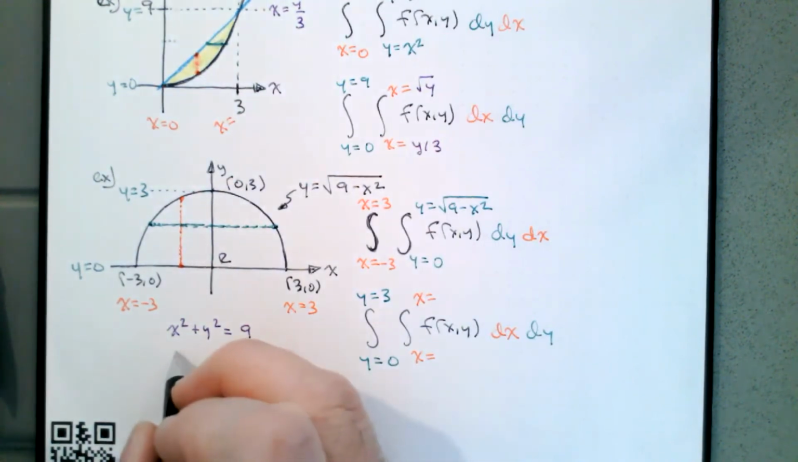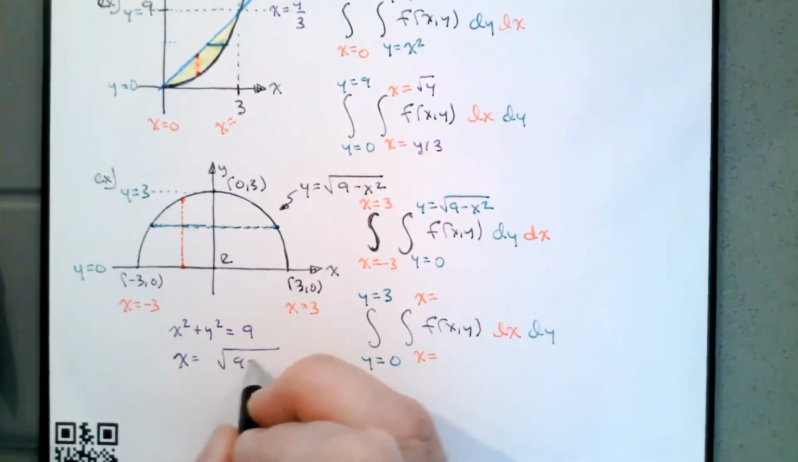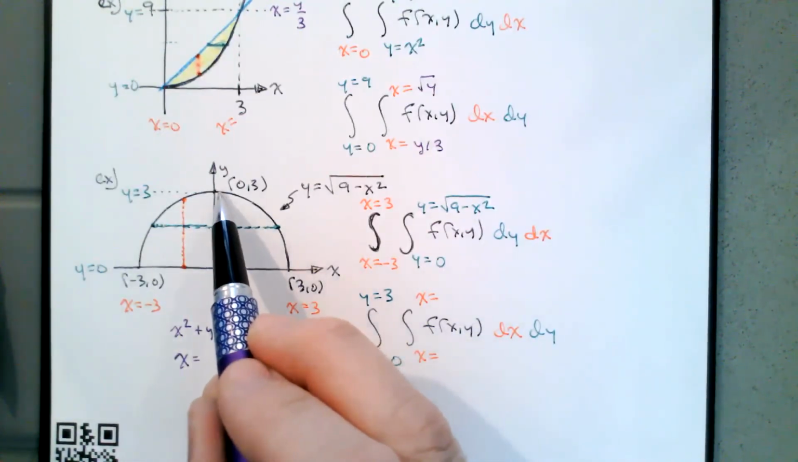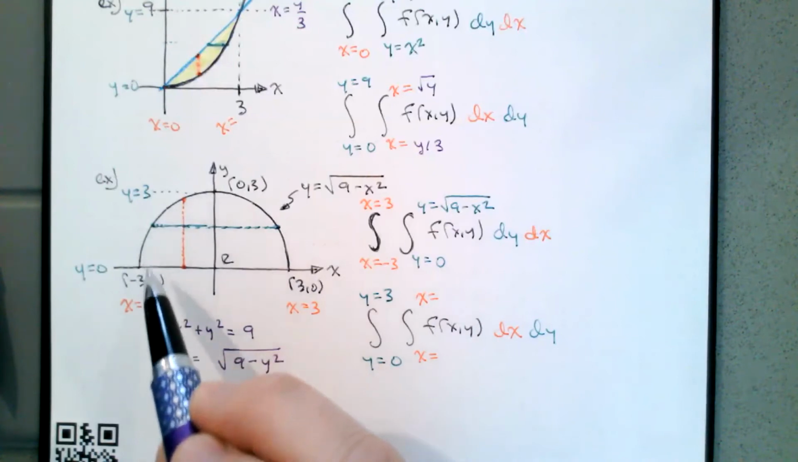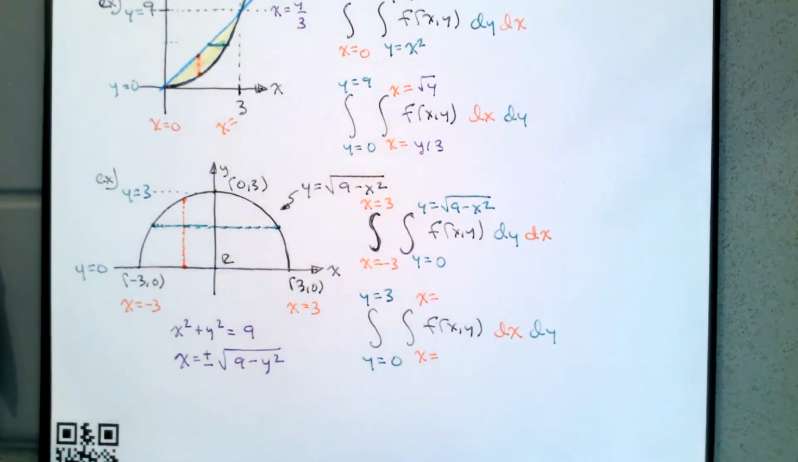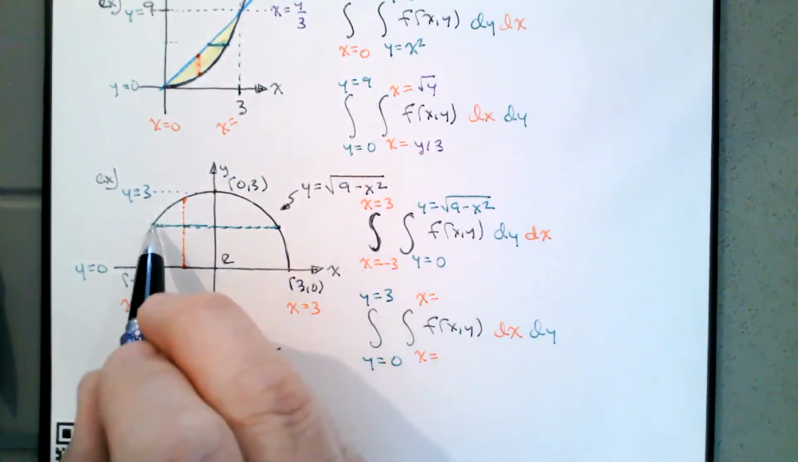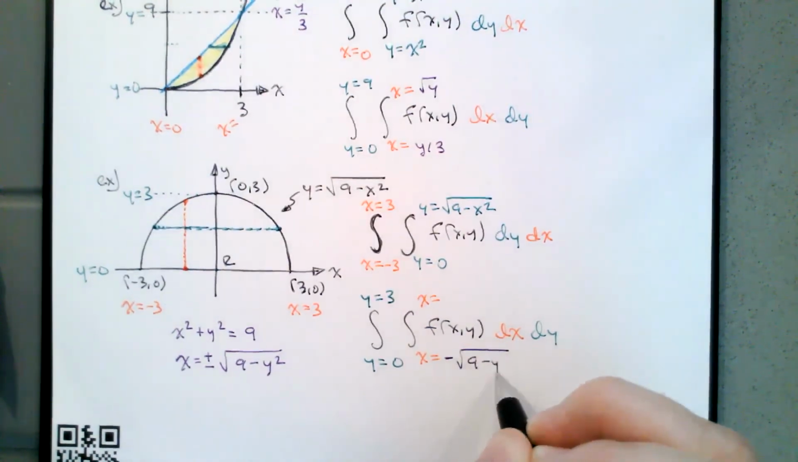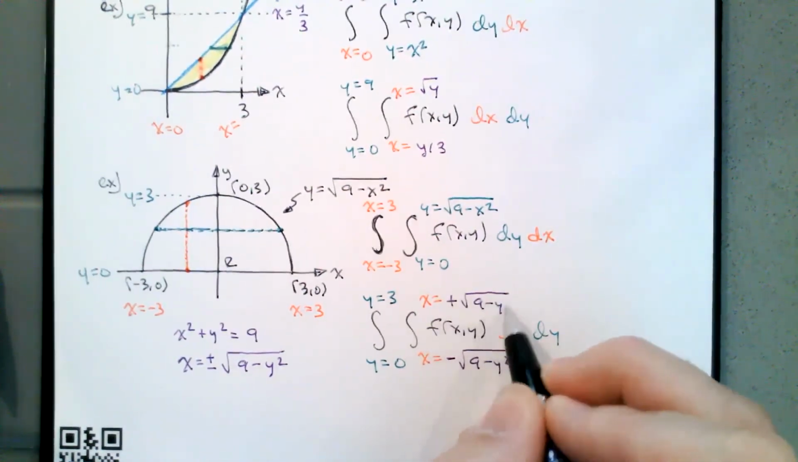But now here we need some negative x values and some positive x values. So if we solve this for x, we'll not just have the square root of 9 minus y squared. The square root of 9 minus y squared will be the semicircle in the first and fourth quadrants. But I need the semicircle in the second quadrant as well. So I have some positive and some negative x values. The lowest x value is the negative x on this circle. So it starts off at the negative square root of 9 minus y squared and goes to the positive square root of 9 minus y squared.